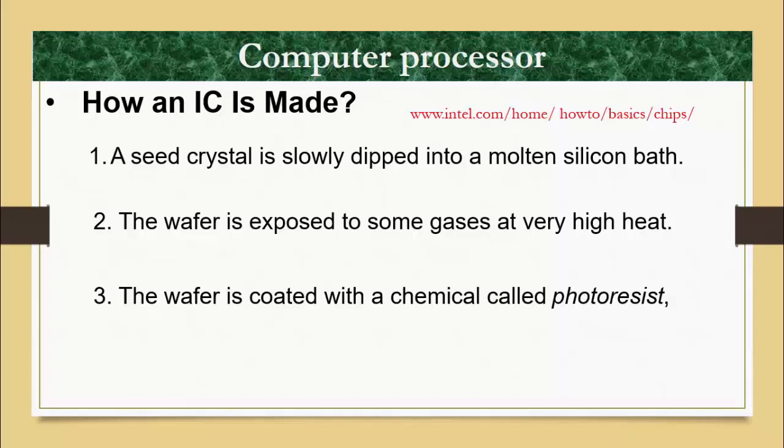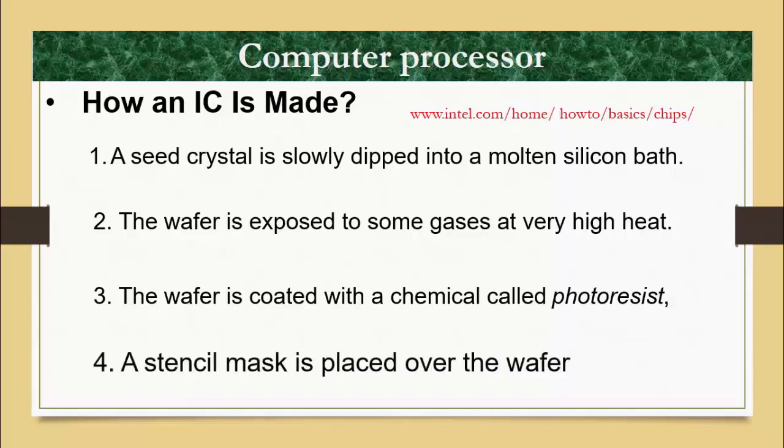The photoresist is softened when exposed to UV light. The next one, students, the fourth one: a stencil mask is placed over the wafer and it's exposed to UV light. The parts of the wafer that are not shielded by the mask become soft and gooey. Solvent is used to remove the soft photoresist material, leaving behind the pattern created by the mask.